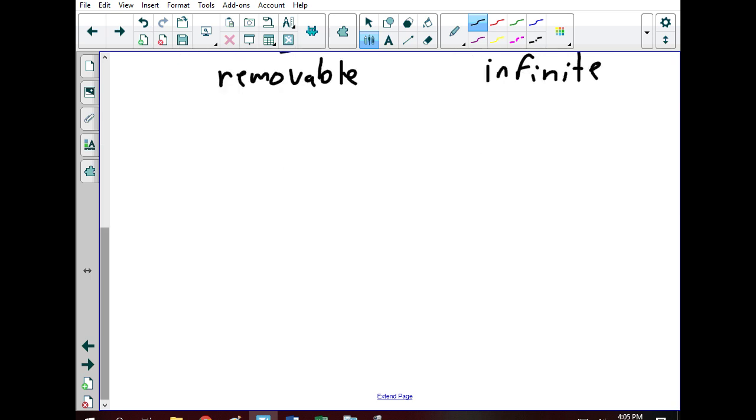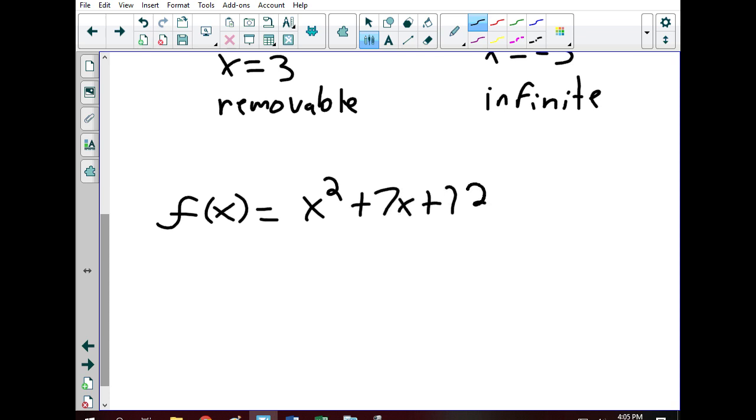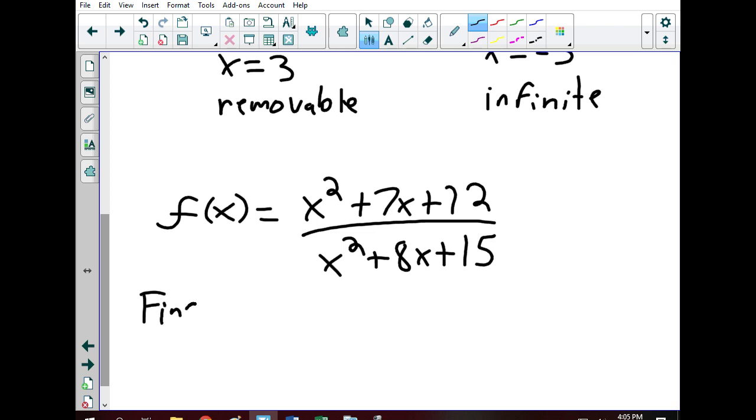So we'll work through a couple more examples on the same item. Here, let's say f of x is x squared plus 7x plus 12 over x squared plus 8x plus 15. And the instruction will be: find any removable and/or infinite discontinuities.